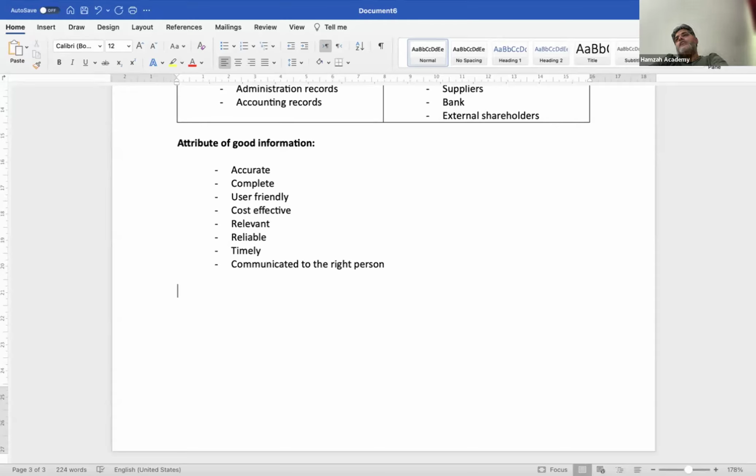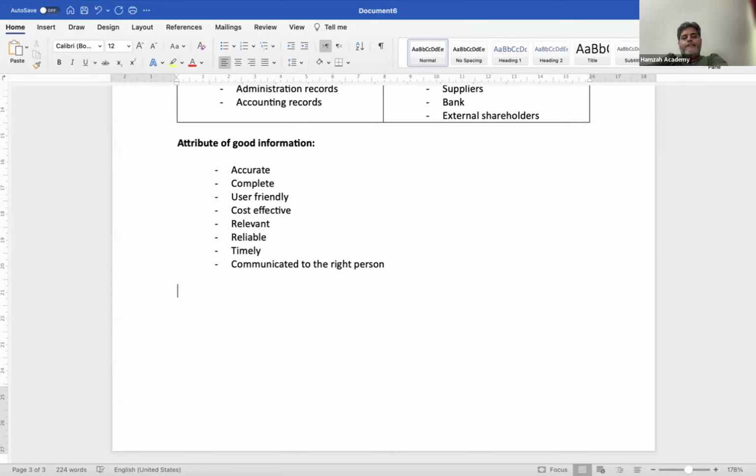Then the information has to be user friendly as well. I mean, the user to whom you are providing the information, if he is not able to understand what is written or how it is written, then what action is the user going to take on that? The point I'm trying to explain to you here is this.